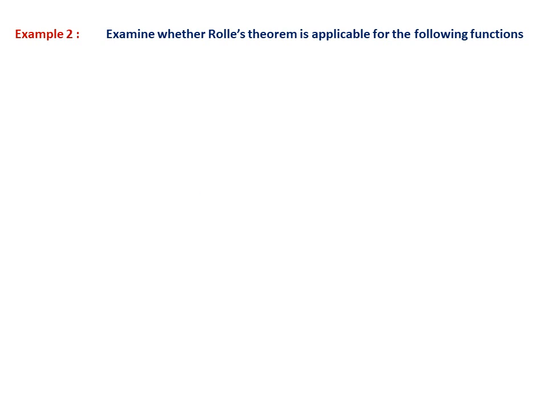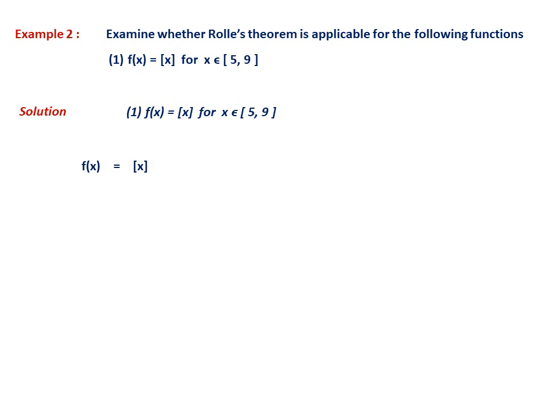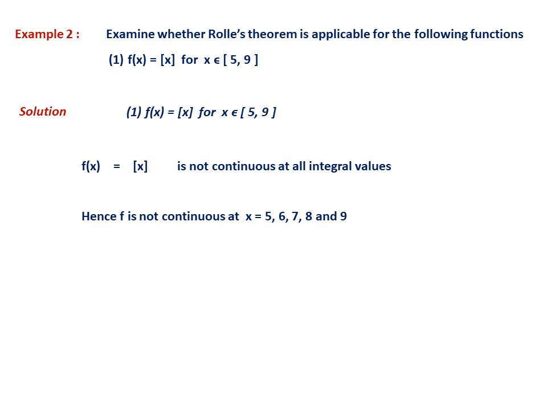Next example, example 2. Examine whether Rolle's theorem is applicable for the following functions. First one, f(x) equal to greatest integer function x, for x belonging to the closed interval 5 to 9. Let us check. The greatest integer function is not continuous at all integral values. This we have proved in the continuity. Therefore, f is not continuous at 5, 6, 7, 8 and 9.